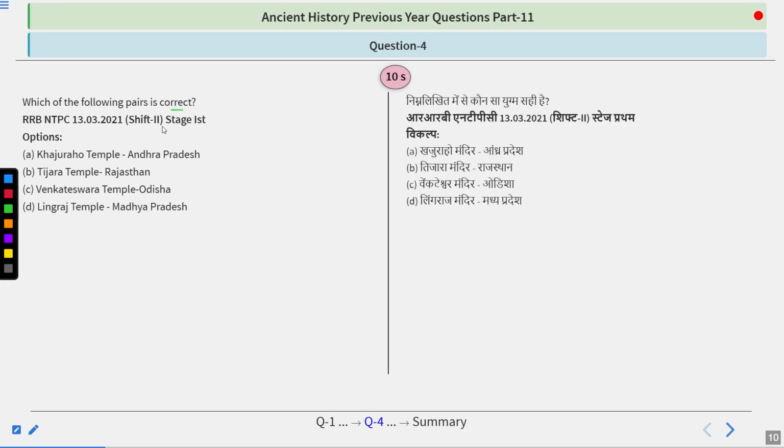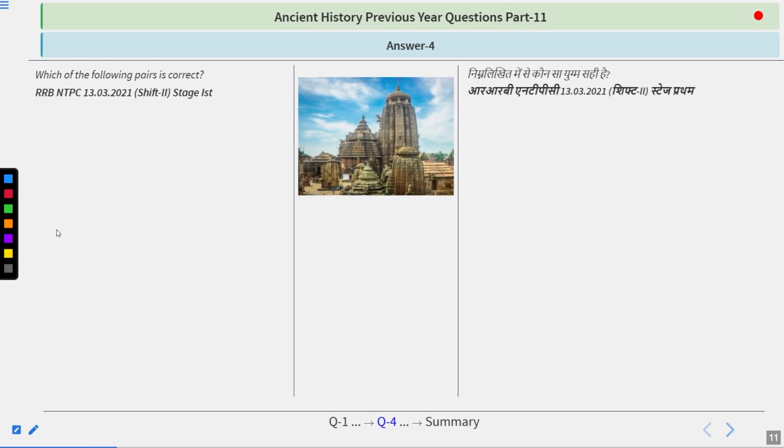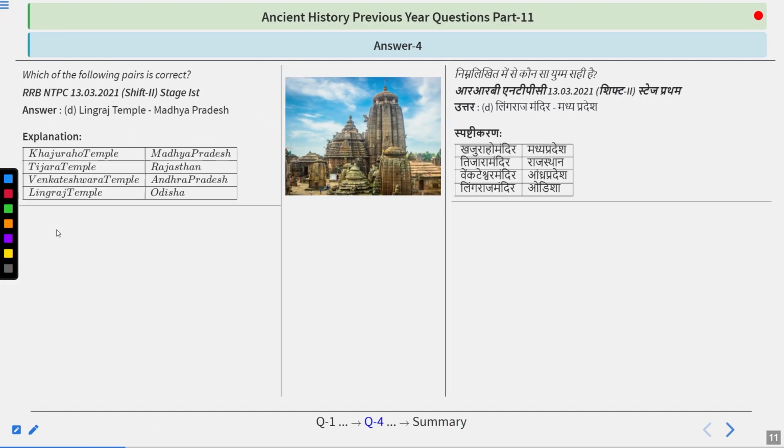Which of the following pairs is correct? Khajuraho Temple, Andhra Pradesh; Tijara Temple, Rajasthan; Venkateshwar Temple, Odisha; Lingaraj Temple, Madhya Pradesh. Try to answer this one. And I guess you got the right answer. The answer is Tijara Temple, Rajasthan.